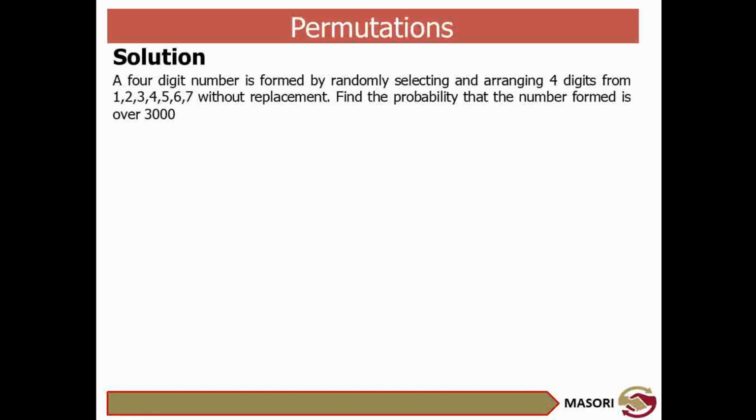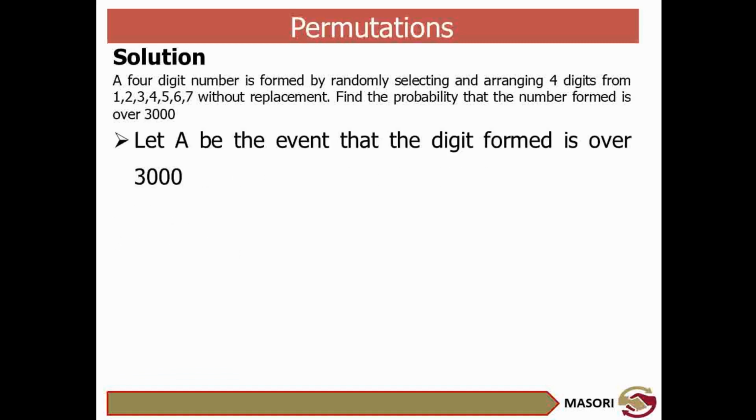So part B wants us to find the probability that the number formed is over 3,000. Now take note again here, for the number to be over 3,000, it means the first digit must be 3 or more. Okay, so therefore we're saying let A be the event that the digit formed is over 3,000.